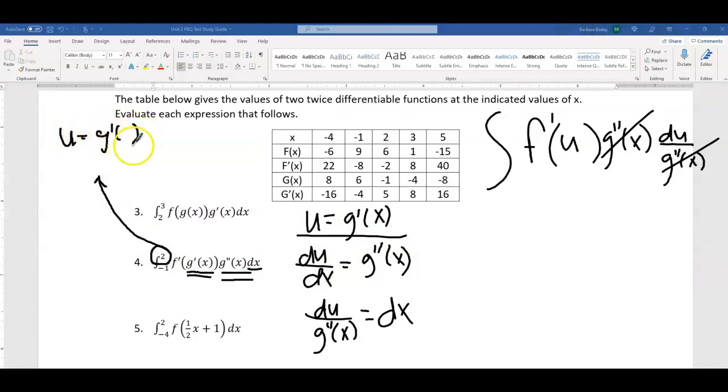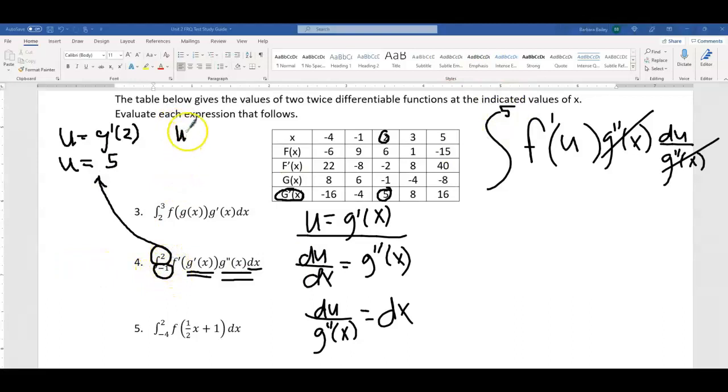u is equal to g prime of x. So I'm going to plug this in for x and see what we get for u. Using our table, g prime of 2 is 5. So that means u equals 5, and therefore that'll be my new upper limit, which I'll put up here. Do the same thing for the lower limit.